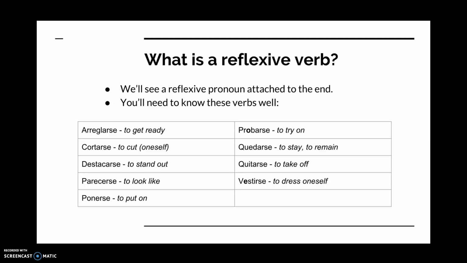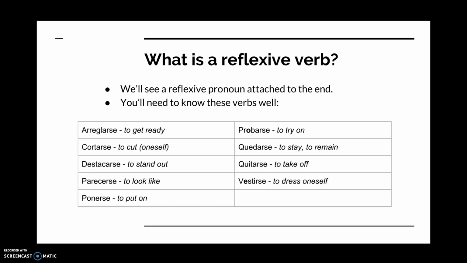Cortarse means to cut oneself. So we would say cortarse el pelo, which is to cut one's own hair, because I do know people who cut their own hair. Maybe you do too. Or cortarse las uñas, to cut one's nails, one's fingernails, toenails, etc. Cortar on its own is what we do to a piece of paper. Or if someone else cuts our hair. Or if you're a small child and someone else cuts your nails.